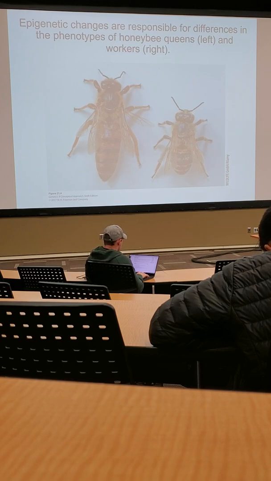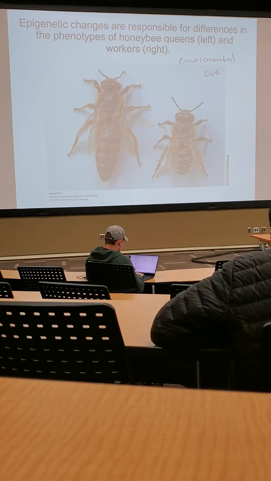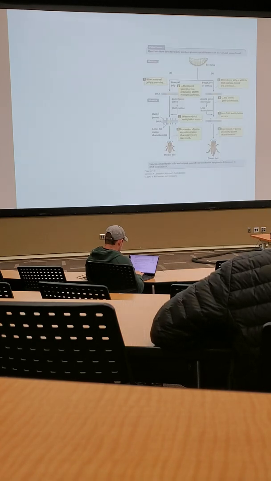So how do you get these drastically different phenotypes? This has to do with an environmental cue: royal jelly. That's a recurring theme that we see in epigenetics. Gene expression can be in response to the environment. How are you going to change gene expression? You can do it through epigenetic processes. So this is the example from your book.